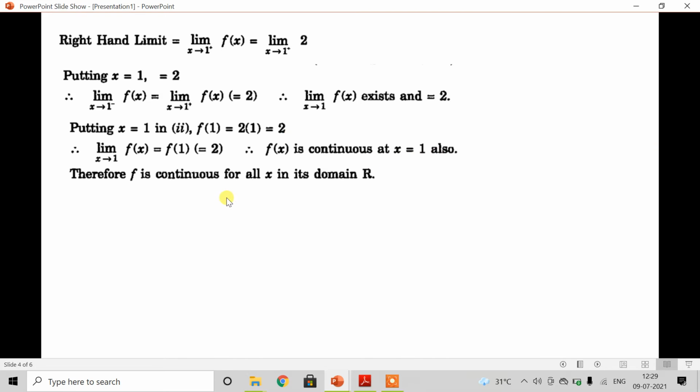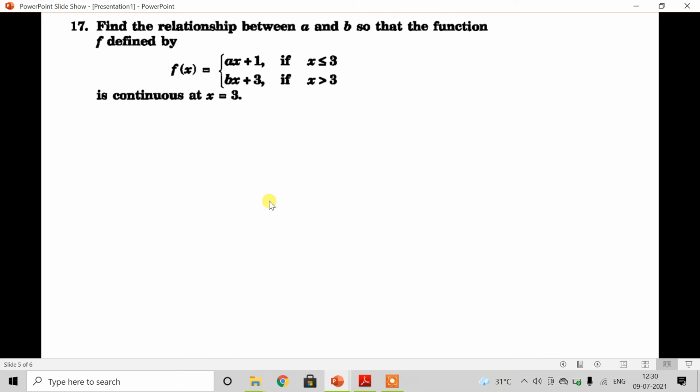So this function is continuous at minus 1, at 1, at all points less than minus 1, for points between minus 1 and 1, and for points greater than 1. So we can say that the function is continuous for all real numbers R.